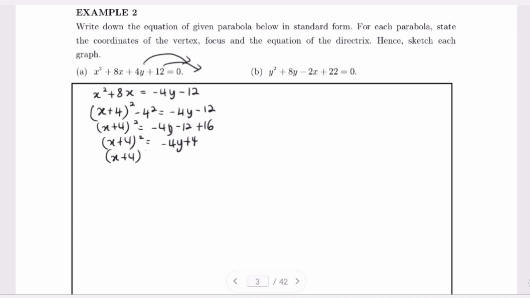As you all know, you have to make sure the coefficient of y is 1, so you need to factorize negative 4 and get y minus 1. Okay, we're going to compare with (x minus h) squared equals 4p (y minus k) to get the values of 4p equals negative 4 and p equals negative 1. So since p is less than 0, therefore we're going to get open downward.